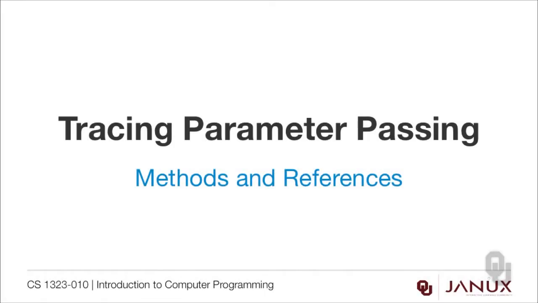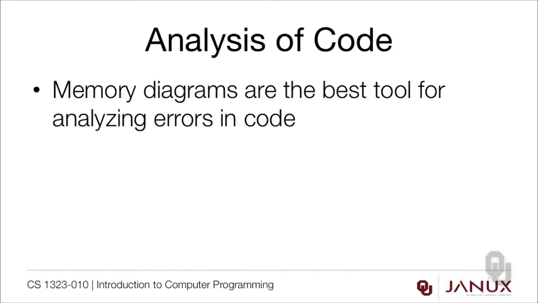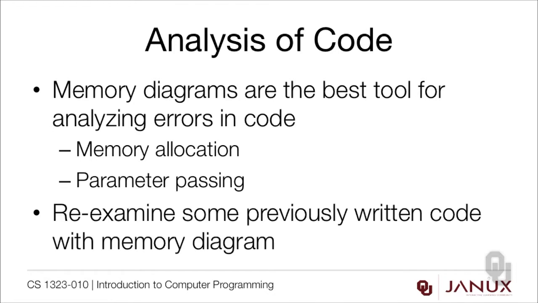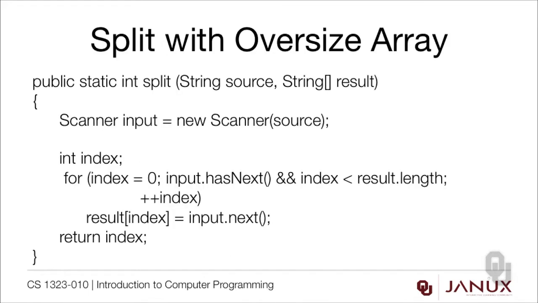Let's continue our study of methods and references by tracing parameter passing. What we're going to do here is an analysis of code. Really, memory diagrams are the best tool for analyzing errors in code. This is especially true if the errors are in memory allocation or in parameter passing. So we're going to re-examine some previously written code with a memory diagram and then take a look at another option and see if we can actually see what's going wrong.